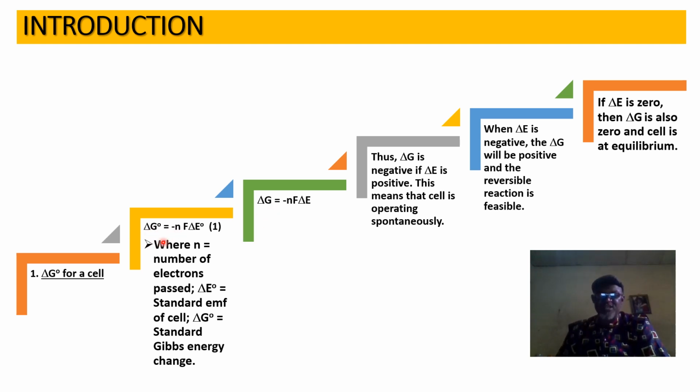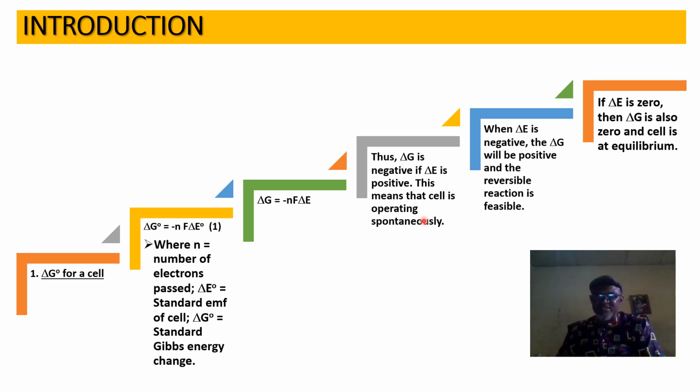If not under standard conditions, we still have that delta G is equal to minus nF delta E. Thus, delta G is negative if delta E is positive. Look at it here. There's a minus here. If this becomes minus, then this becomes positive. If this becomes positive, then this will be minus. And if delta E is positive, that makes delta G negative.